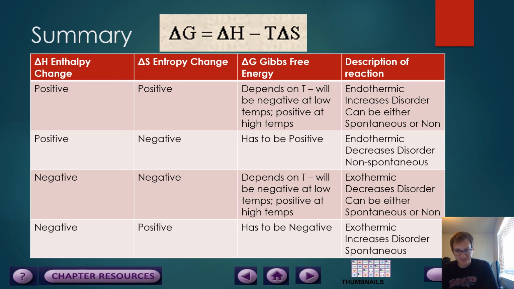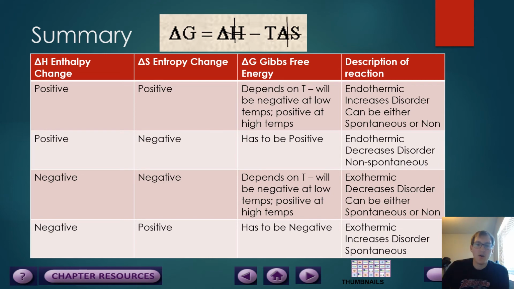So, a lot of information. I'm going to try to go through it step by step and explain how we come up with everything. Let's start out with delta H being positive. That means enthalpy is positive. Delta S, positive. So if you look at your equation, both of these are positive numbers.